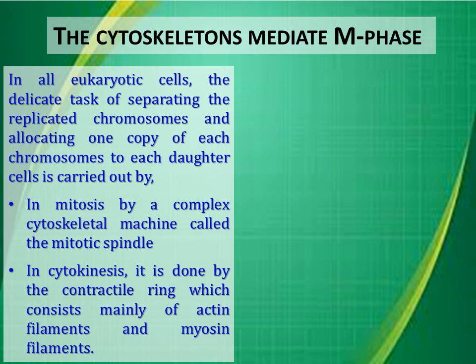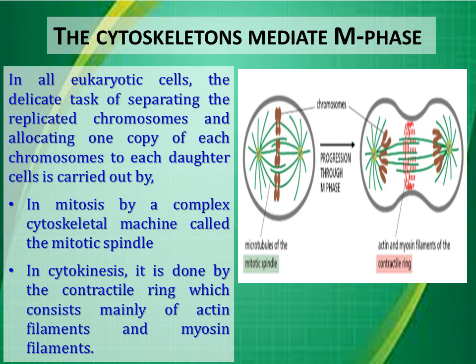In animal cells and many unicellular eukaryotes, a different cytoskeletal structure is responsible for cytokinesis. It is called the contractile ring because it consists mainly of actin filaments and myosin filaments arranged in a ring around the equator of the cell. The contractile ring starts to assemble towards the end of mitosis just beneath the plasma membrane. As the ring contracts, it pulls the membrane inward, thereby dividing the cell into two.